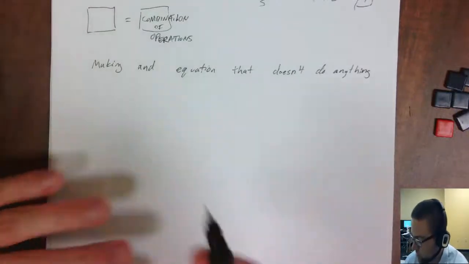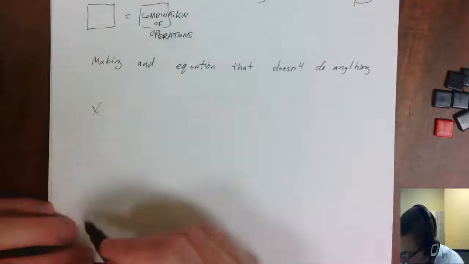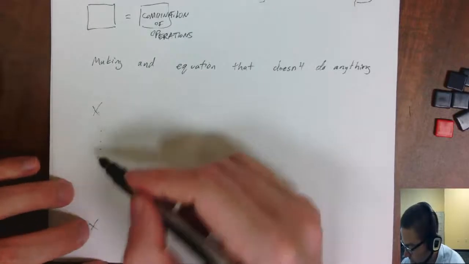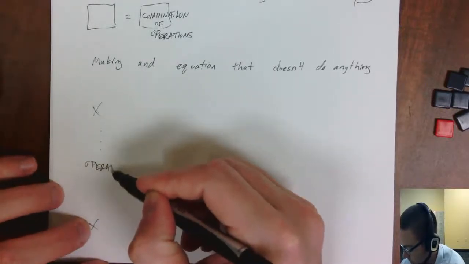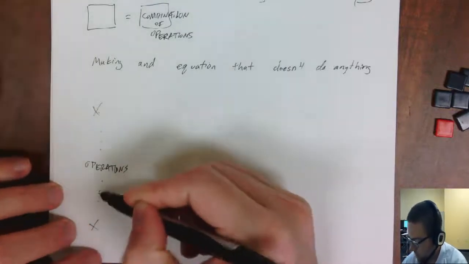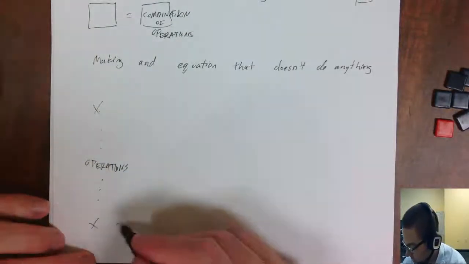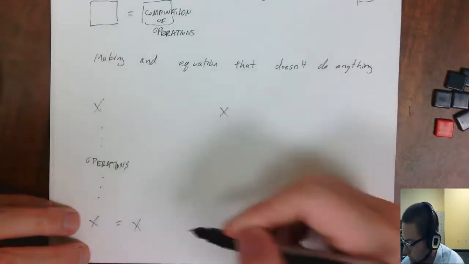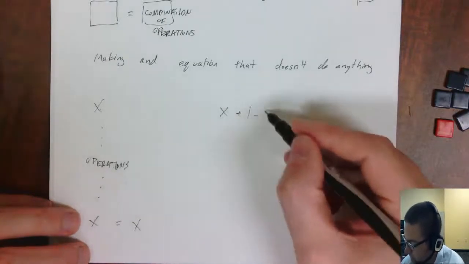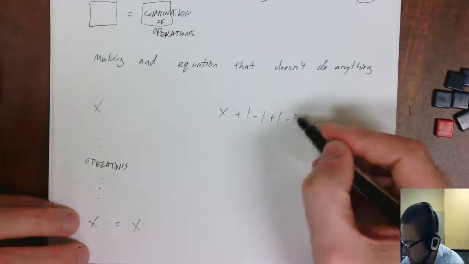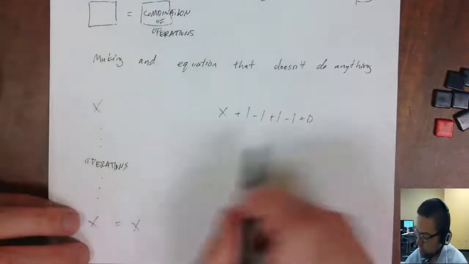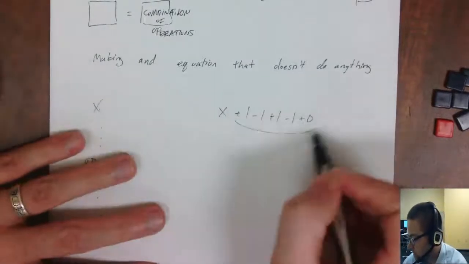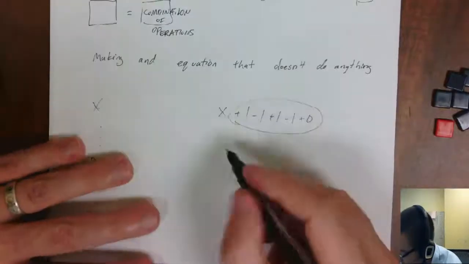Okay, making an equation that doesn't do anything. So in the end, we want to get back their original number. We're just going to obscure with all these operations, but these operations ultimately do nothing, and we get back our original number. So that would be like, start with a number, add 1 to it, subtract 1 from it, add 1 to it, subtract 1 from it, and add 0. So this actually does nothing to the value, and you would get back your original number. That's okay, but we want to make something a little bit more interesting.